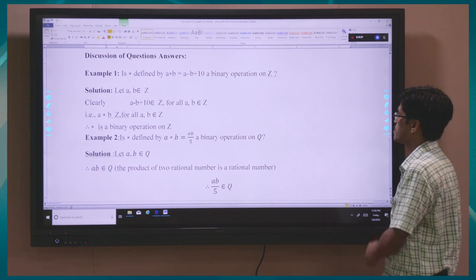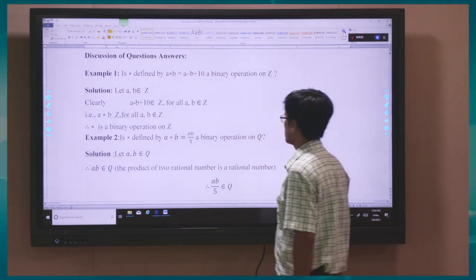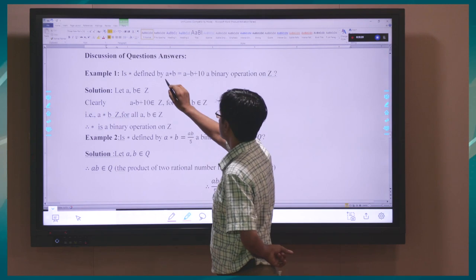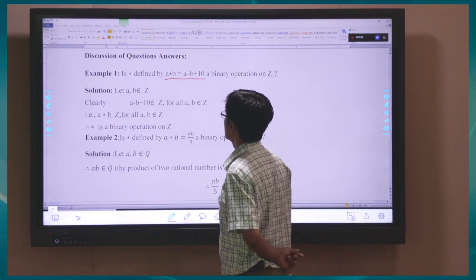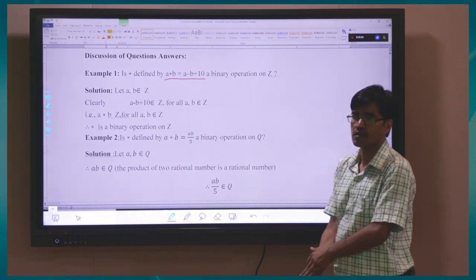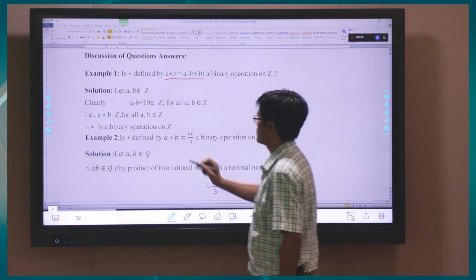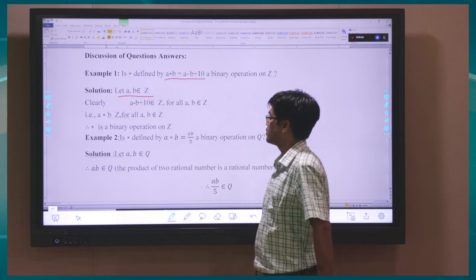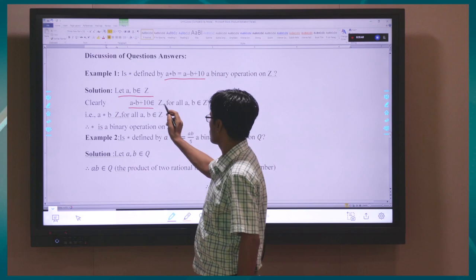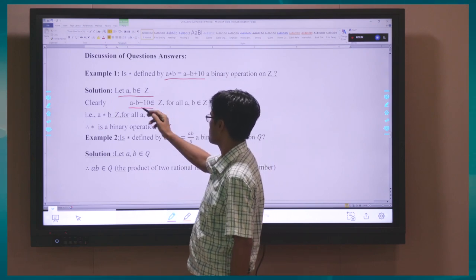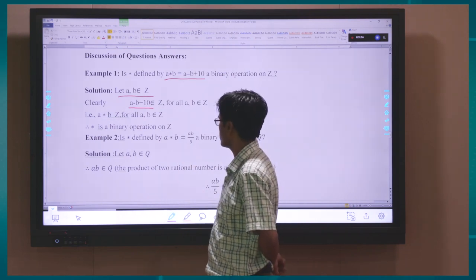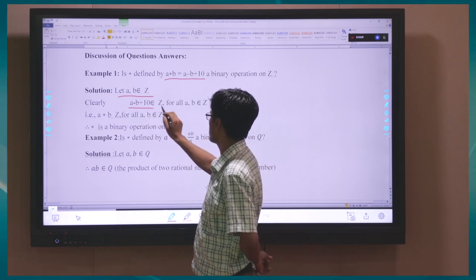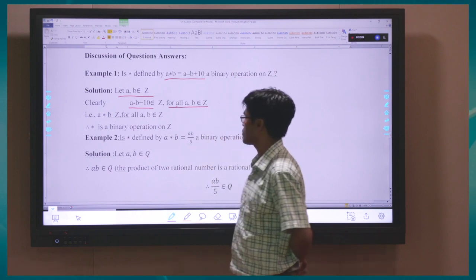Now we discuss some questions. Example 1: here the operation star is defined by A star B is equal to A minus B plus 10. We have to find whether this operation is binary or not. Here A, B belongs to Z, where Z is the set of integers. Clearly A minus B plus 10 also belongs to Z, because subtraction of any two numbers also belongs to Z, and addition is also a binary operation on Z. Therefore A minus B plus 10 belongs to Z for all A, B belongs to Z.